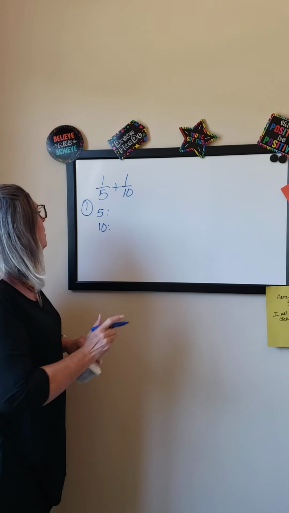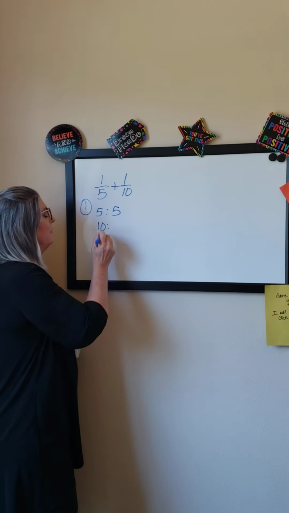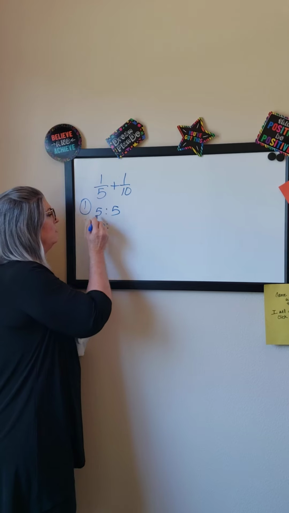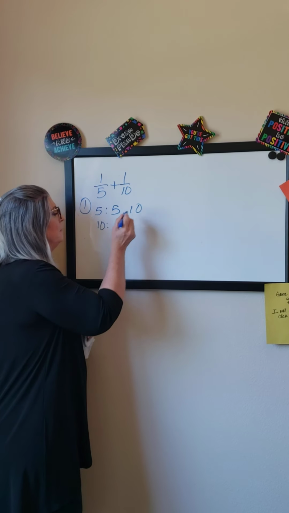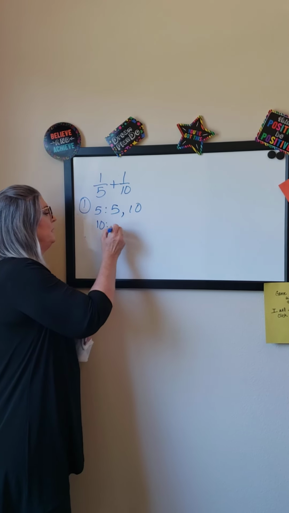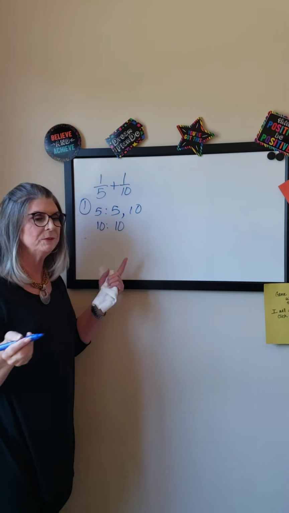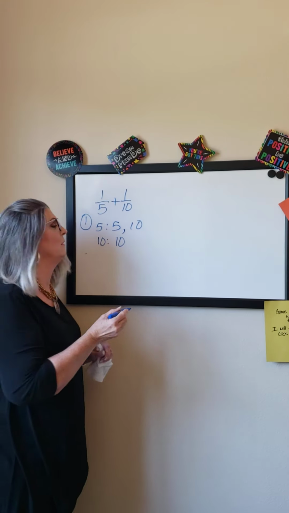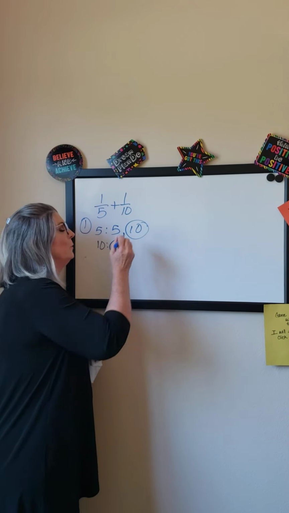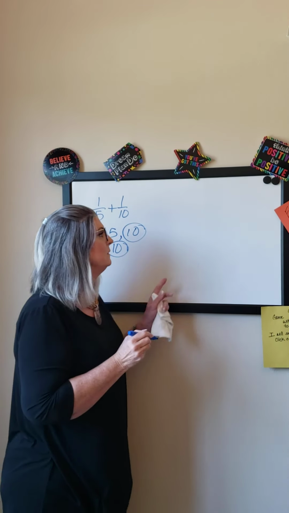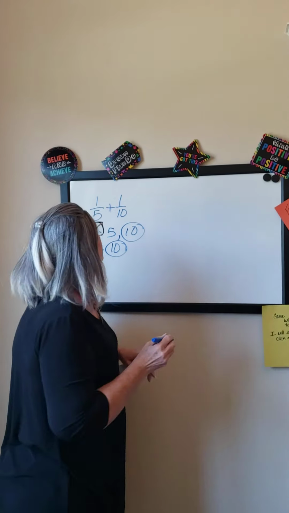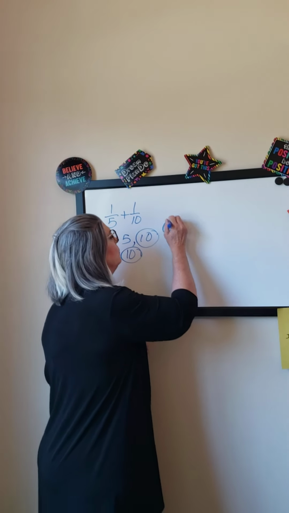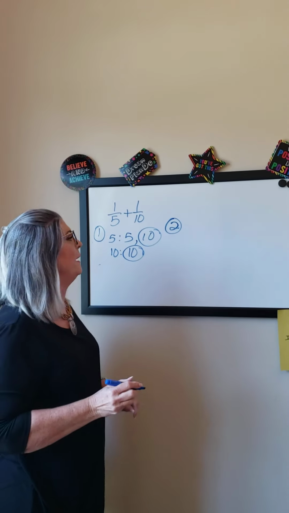Great job. Okay, 1 times 5 is 5. 2 times 5 is 10. 1 times 10 is 10. So what is it, everybody? Great job. 10, common denominator. Okay, so let's look at our problems now. This would be step 2. Go ahead and write your problem out.